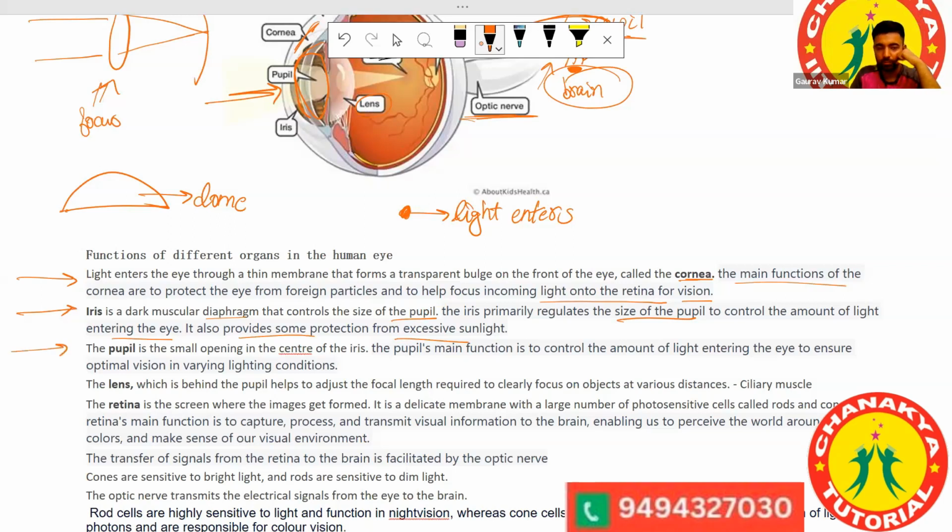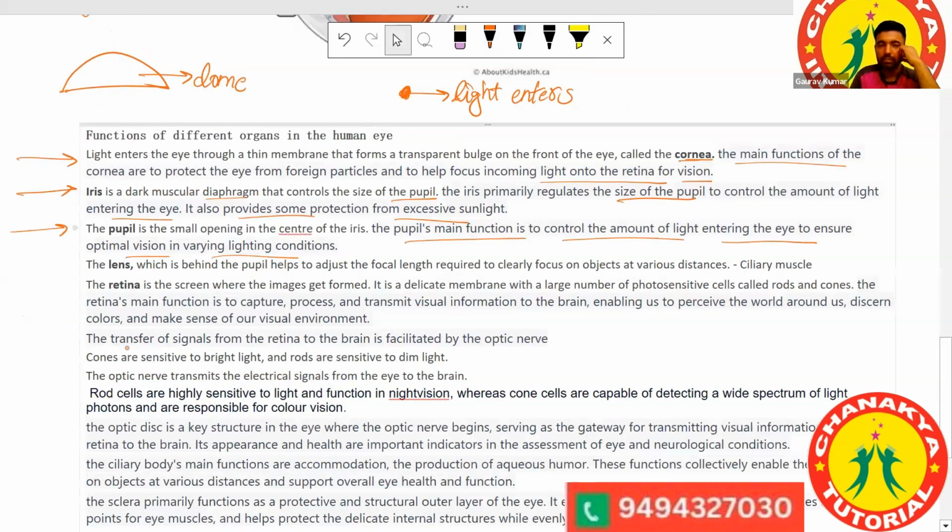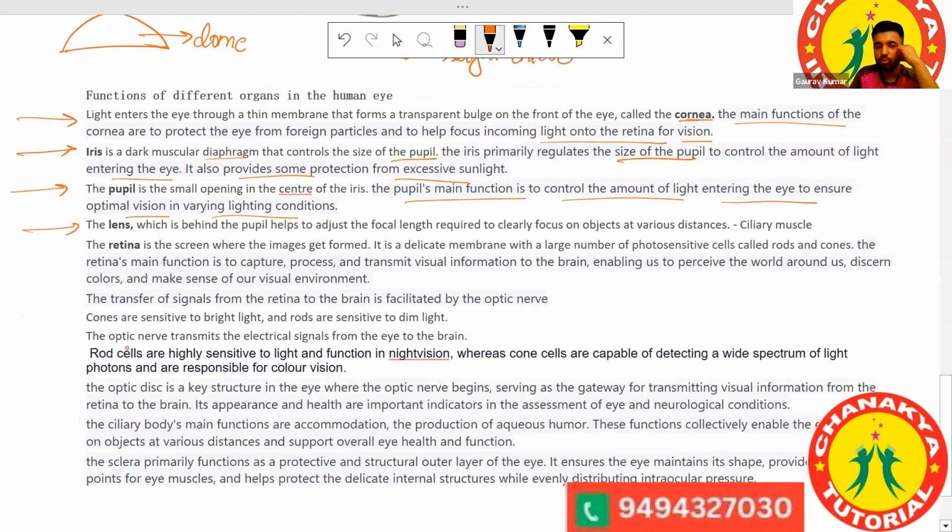Then there is the pupil. The pupil is the small opening in the center of the iris. The pupil's main function is to control the amount of light entering the eye to ensure optimal vision in varying lighting conditions. Then there is the lens. The lens, which is behind the pupil, helps to adjust the focal length. I will tell you about this focal length; you just read about this. I will tell you how the focal length of the lens affects the light we focus. We will discuss this in the next class. It helps to adjust the focal length required to clearly focus an object at various distances.